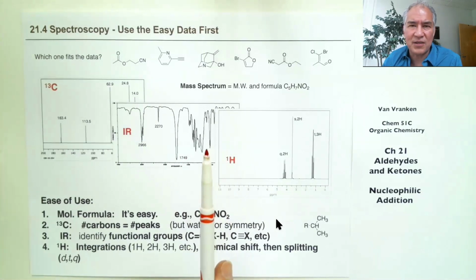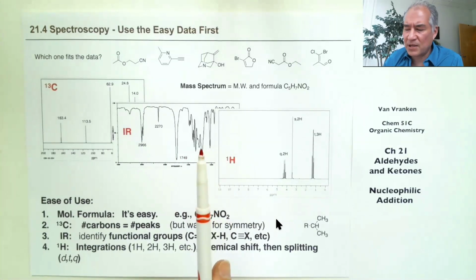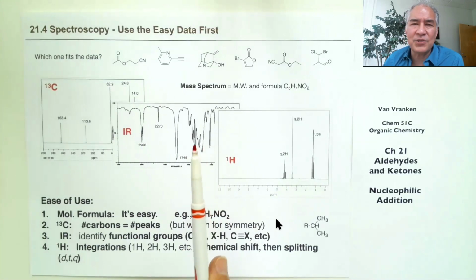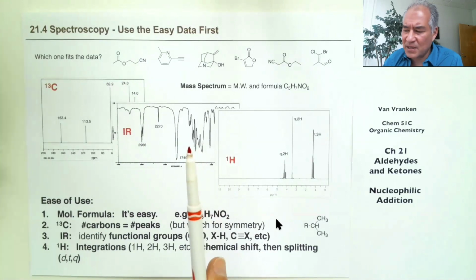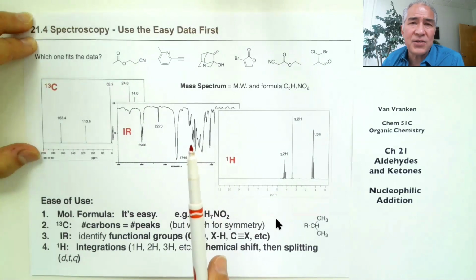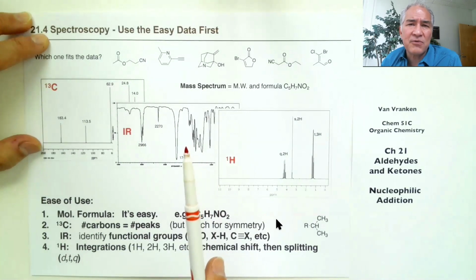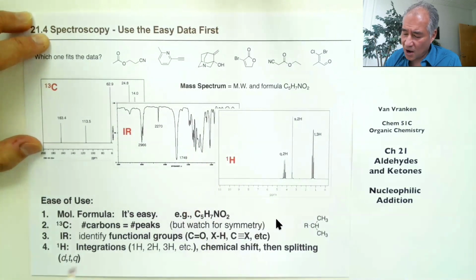The kinds of questions that you confront in a laboratory, the kinds of questions you find in my exam. Usually you don't find the right answer. What you do is you eliminate the wrong answers. That's usually what spectroscopy is useful for. And my recommendation to you is when you're confronted with a spectroscopy problem, use the easiest data first. So let's talk about that. Let's organize spectroscopic information by ease of use.